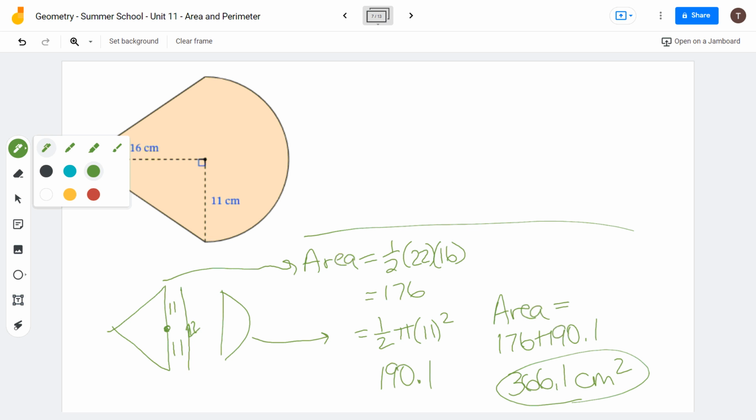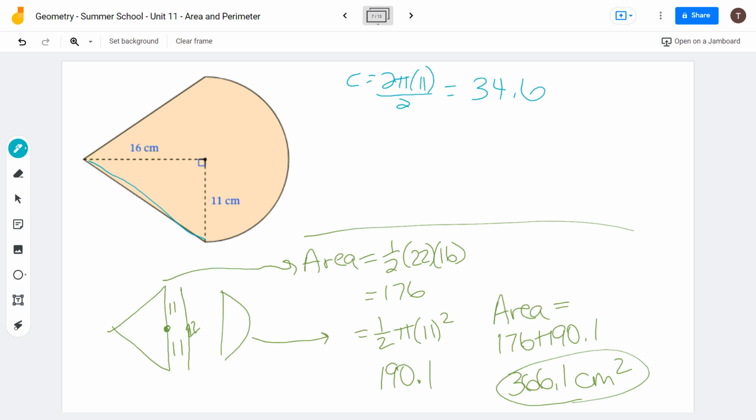Now my perimeter. This shape has really 3 sides. It has the semicircle and it has the 2 kind of triangular sides. So for the semicircle, I can use the circumference formula and multiply by 1/2 or divide it by 2. I did it 2 different ways there, whatever way makes more sense for you. So 2 pi r is the circumference formula. If I do 2 times pi times 11 and divide that by 2, I get 34.6.